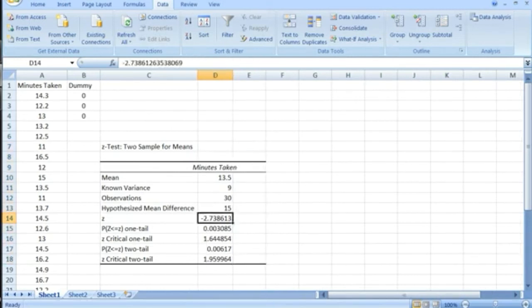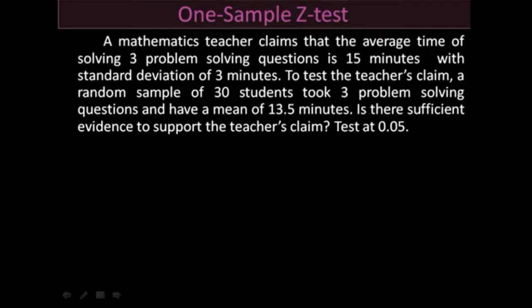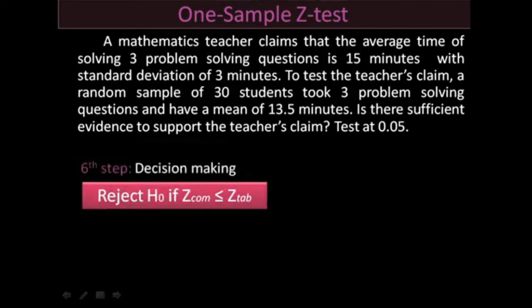So now we have here the Zcom negative 2.738613. We can use this for our decision making, and also the p-value here. In the decision making, we will reject the null hypothesis if Zcom is less than or equal to the Ztab. So we have here negative 2.73 is less than or equal to negative 1.64, so we will reject the null hypothesis.